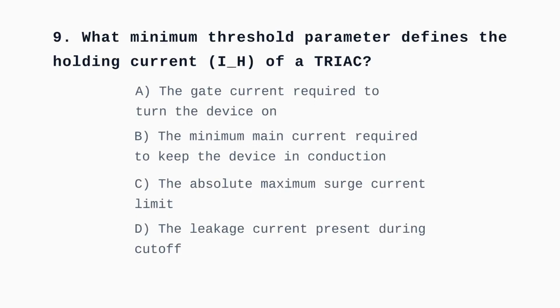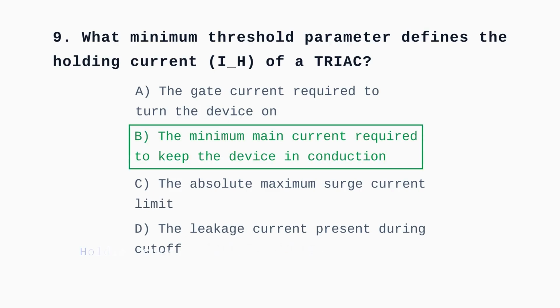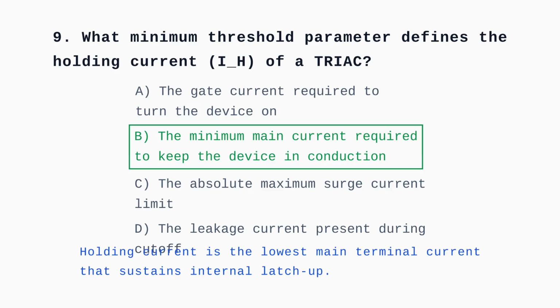Question 9. What minimum threshold parameter defines the holding current of a TRIAC? The holding current represents the absolute baseline principal current that must continue flowing through the main terminals to sustain internal thyristor latch-up.